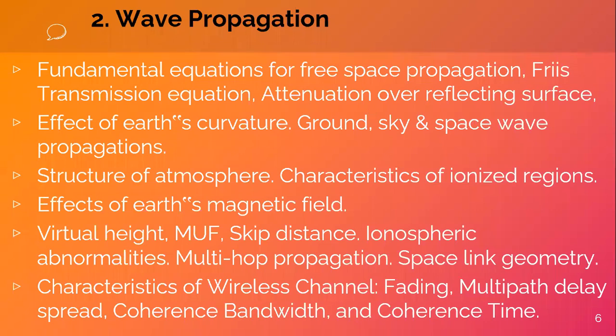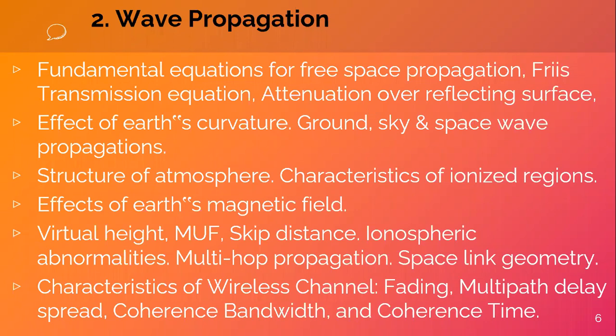While we are at the source side, what will be the effect? If you are at the terminating side, what will be the effect, and how can you write the transmission equation by considering the length, that is the wavelength lambda? Similarly, in this chapter we will study the attenuation over the reflecting surface. What is meant by attenuation, how you can measure it in nepers and decibels, all these things you are interested in finding as per the reflecting surfaces. Similarly, the effect of Earth's curvature and the ground, sky, and space wave propagation.